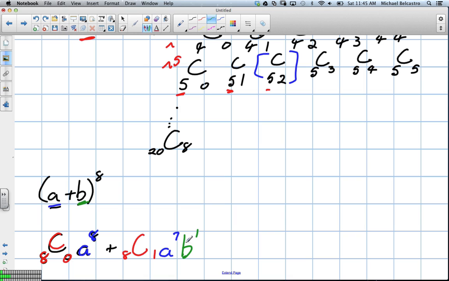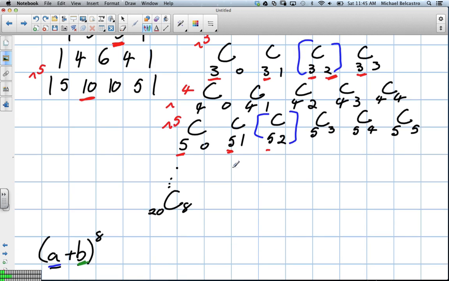We follow that identical process, but in terms of calculating the coefficient, it makes it actually very simple. We just use a combination instead of having to write all of Pascal's triangle out. Okay? That's the first part. That part makes sense? Yeah. Okay.